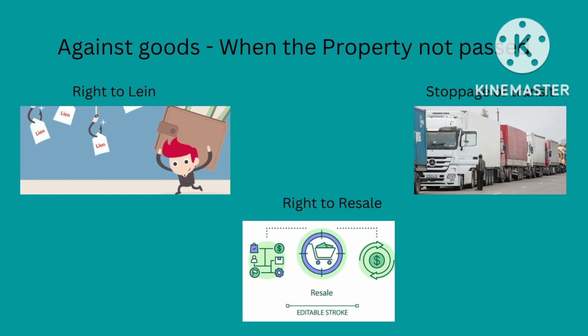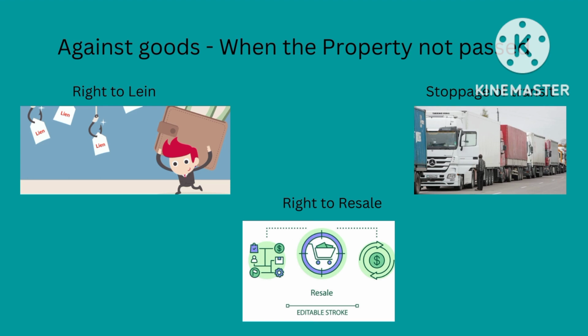See, in the right of lien he can retain, but here he is resuming possession of the goods as long as they are in the course of transit. When the buyer becomes insolvent he can go for resuming the goods, and when the goods are in transit. In these two cases he can practice the stoppage of transit.